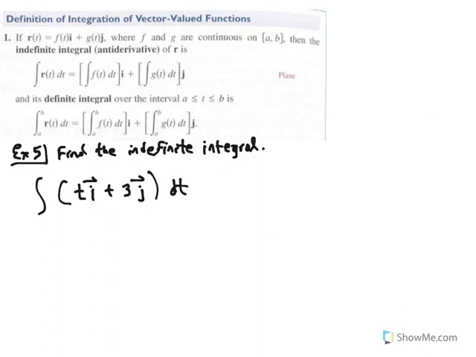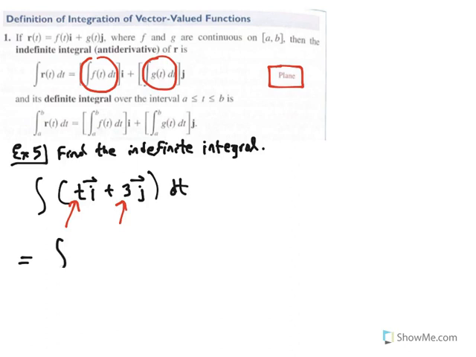We begin with example 5, find the indefinite integral, and we have our vector-valued function. The horizontal component function is f of t is equal to t, and the vertical component function is g of t is equal to 3. So, as we can see from how to find the antiderivative of a vector-valued function, we do so on a component-by-component basis. So let's take a look at this one step at a time.